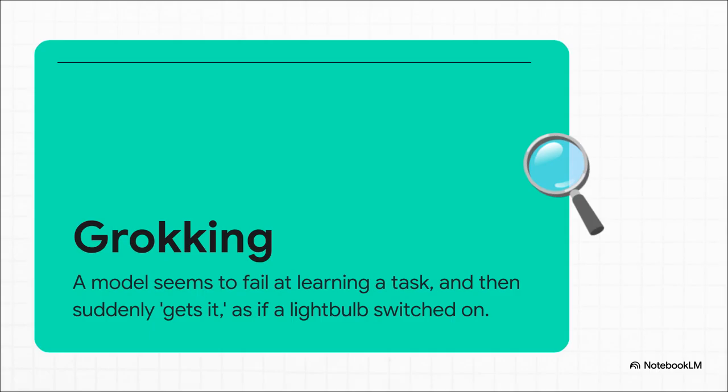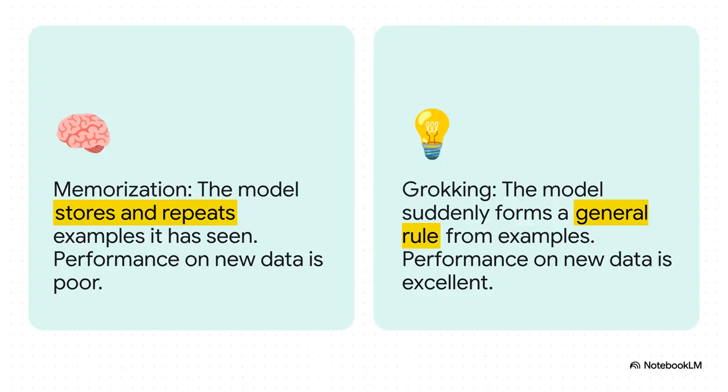And when they came back, the model had suddenly, out of nowhere, completely mastered the task. It was like a switch just flipped on inside of it. And this really gets at a super important difference. For most of its training, the model was just memorizing answers, kind of like a student cramming for a test. It could spit back what it saw, but that's it.